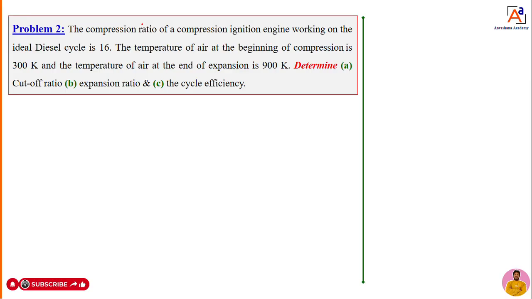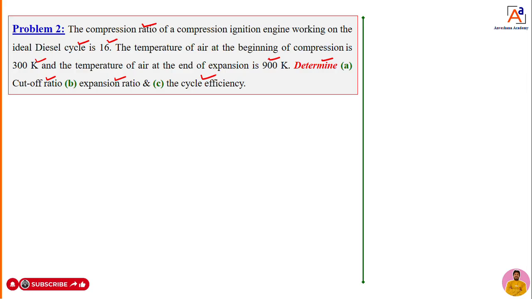The compression ratio of a compression ignition engine working on the ideal diesel cycle is 16. That means he has given the compression ratio for a compression ignition engine, equal to 16. The temperature of air at the beginning of compression is 300 Kelvin and the temperature of air at the end of expansion is 900 Kelvin. Determine first the cutoff ratio, second the expansion ratio, third the cycle efficiency. This is the problem he has given.